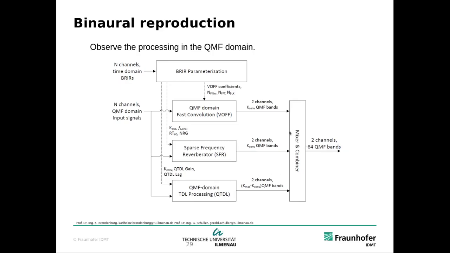This all is then combined into this mixer and combiner to get 2 channels in 64 QMF bands for the reproduction. So they chose the QMF instead of the MDCT because the QMF has better neighboring band attenuation. Right? Remember, in this case we do a lot of processing in the subbands.